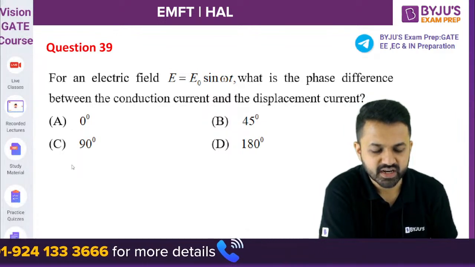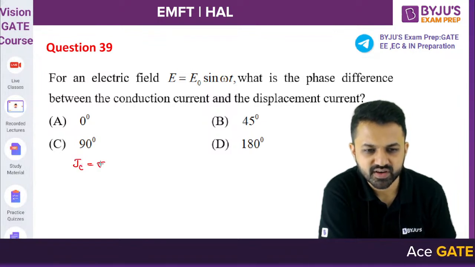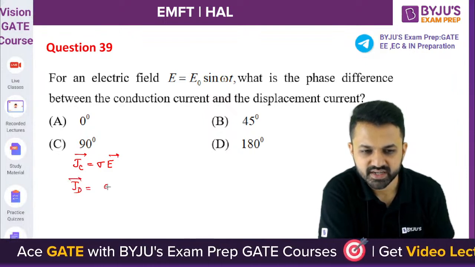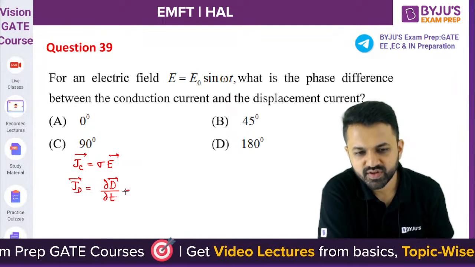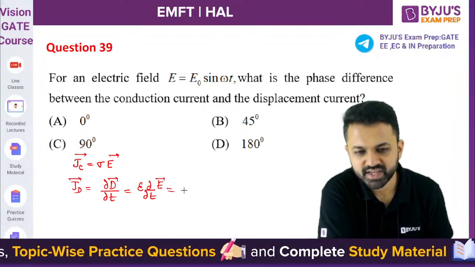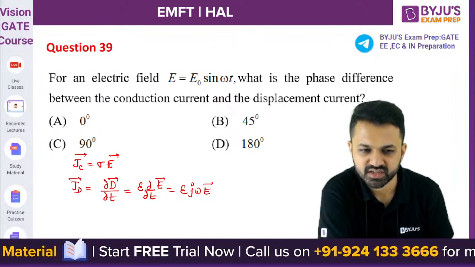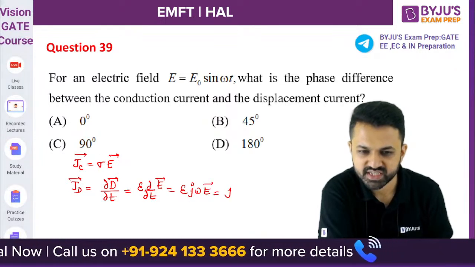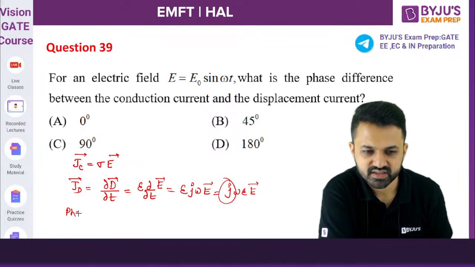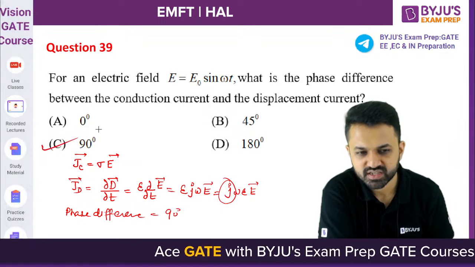Okay, so now you know that the conduction current density is given as sigma into E. And the displacement current density is written as del D upon del T, which can also be written as epsilon into del upon del T into E. So del upon del T can be written as j omega into E. So here you can see that there is no complex term in the JC and there is a complex term, which is J. So the phase difference is 90° because of this J. So the answer is C.